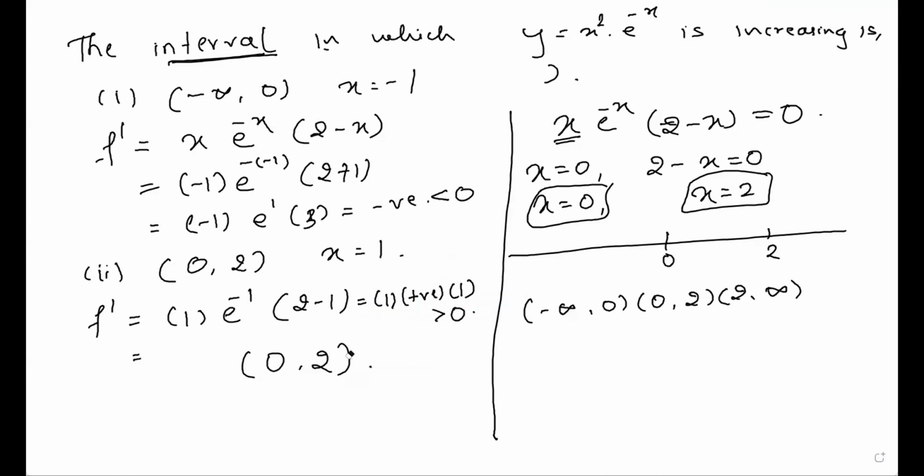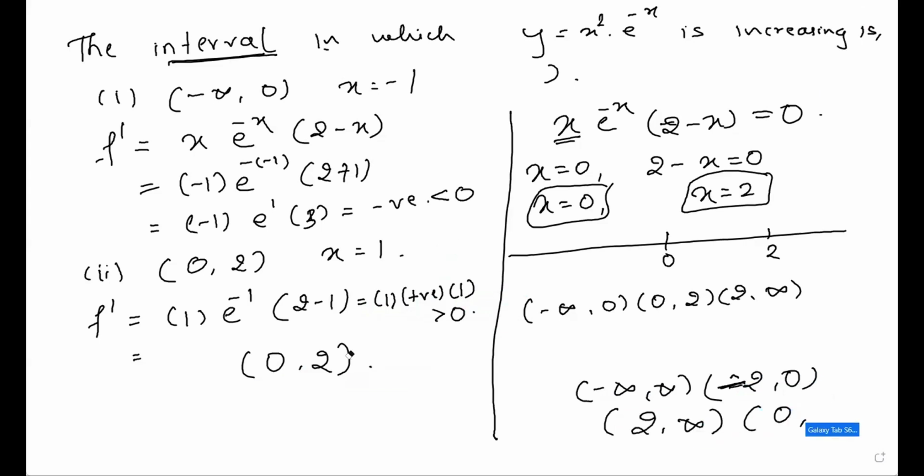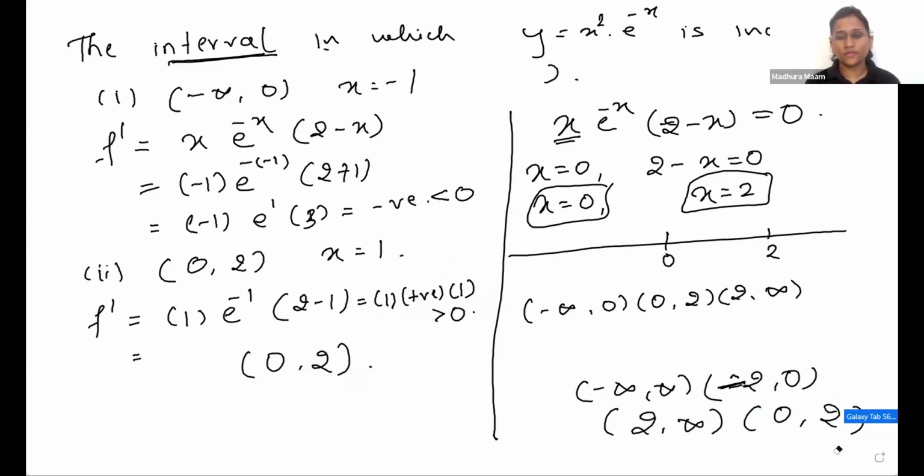These were your options. Option A, option B, option C, and this is your option D. So what's your answer here? Option D, which is 0, 2. That's your answer. Is this clear with everyone? Yes ma'am.